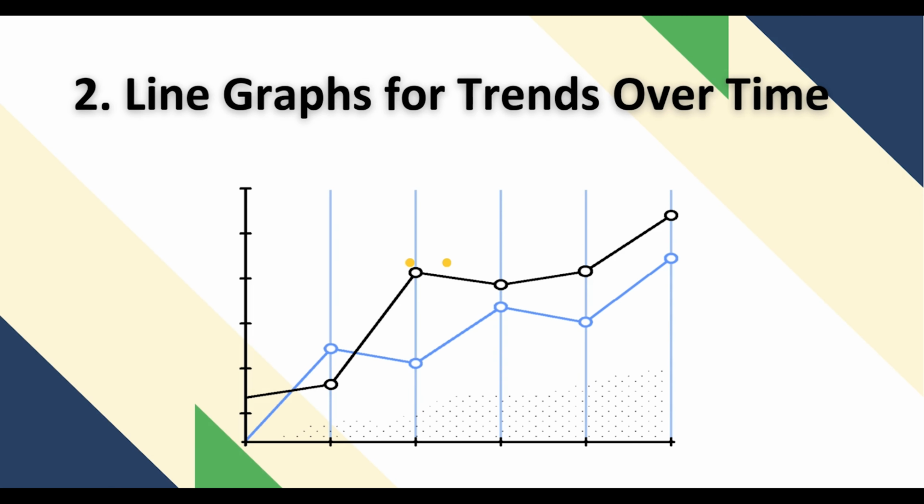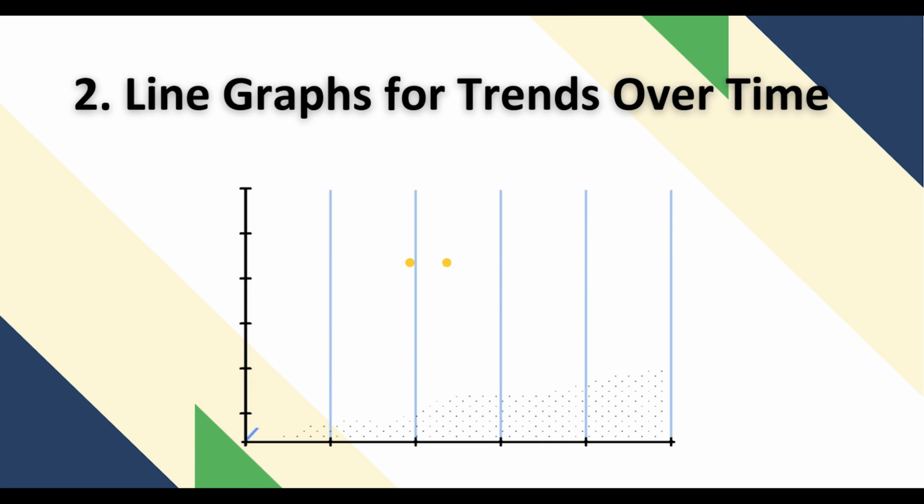The second is line graphs for trends over time. Line graphs are ideal for showing trends over time, like sales growth per month. They can give you a quick sense of whether you're trending up or down or even staying steady.